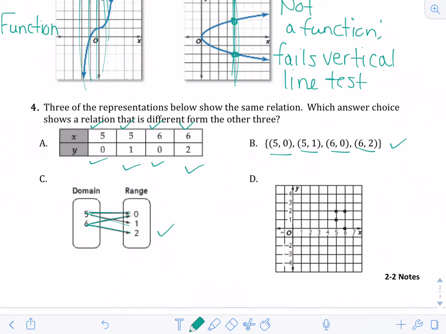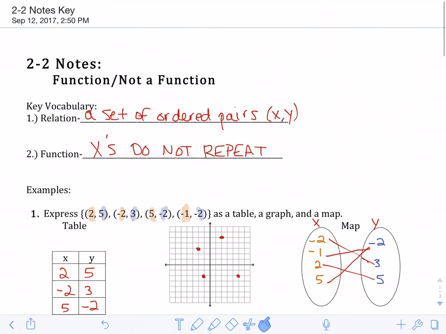Let's look at D. Okay, so I should have 5, 0. I do not have 5, 0. That's the bad guy right there. D would be the answer because it does not match the relation that A, B, and C have. Alright, and so that is it for the 2-2 notes.